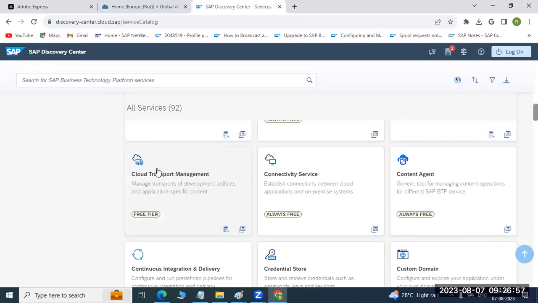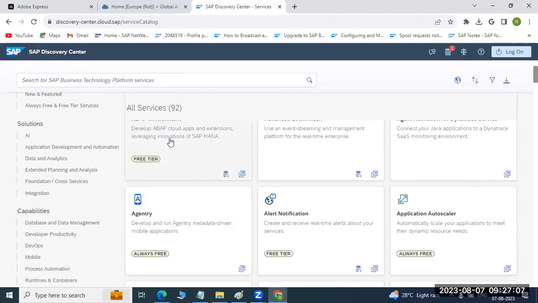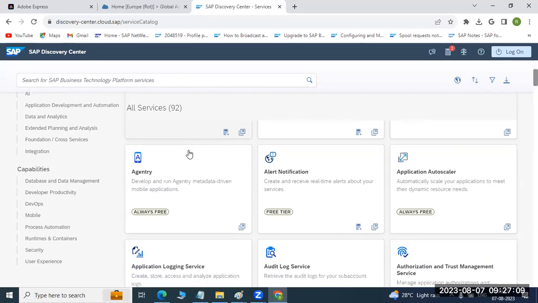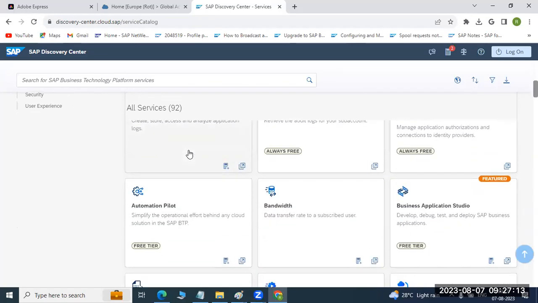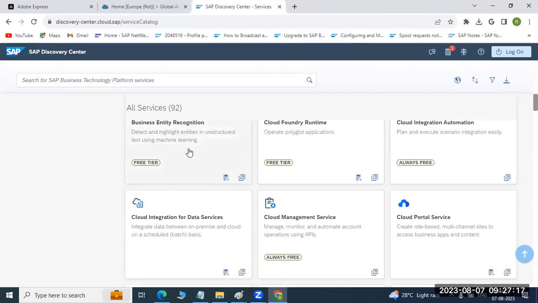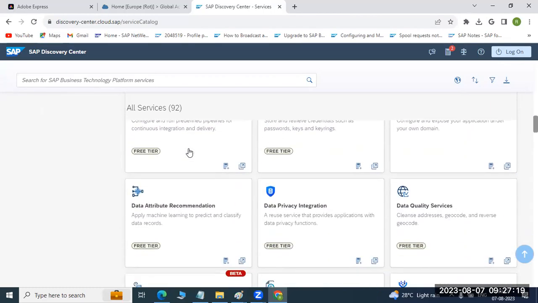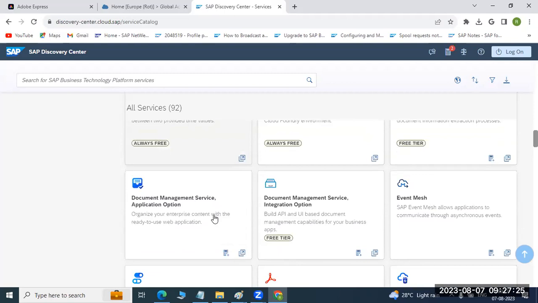And also at the SAP level, we will do the STMS for the transport movement. I just want to give some overview on how to subscribe and how to register the services to our main global environment, right? So this is the SAP Discovery Center. As I mentioned before, we can just subscribe to it. These free services are always free, we can use them.